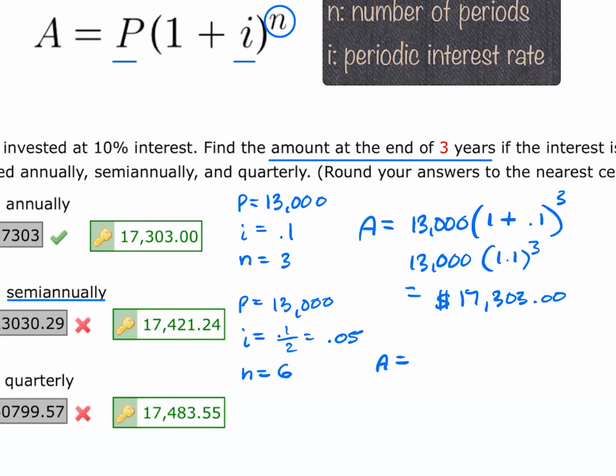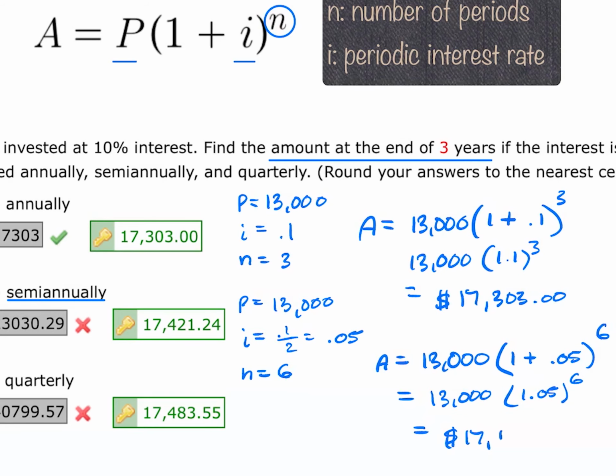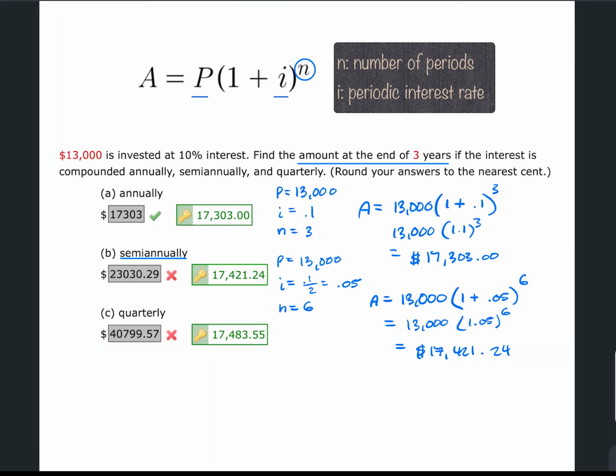So our equation is A equals 1,300 times 1 plus 0.05 to the 6th power. That's 1,300 times 1.05 to the 6, and that will yield our result of $17,421.24.